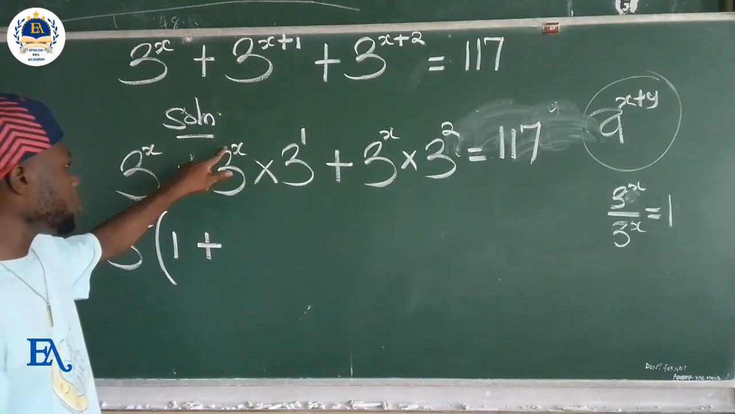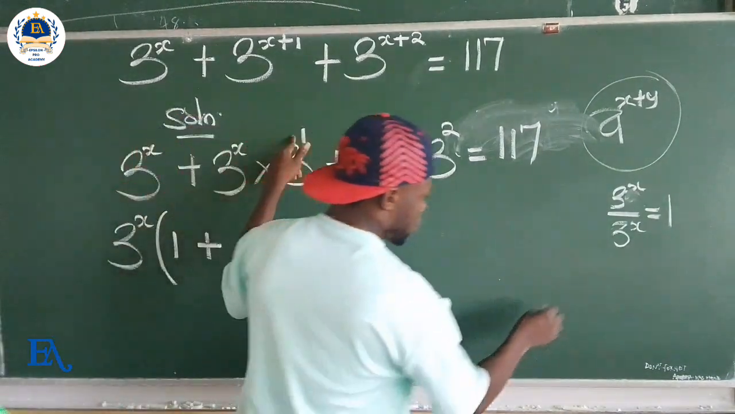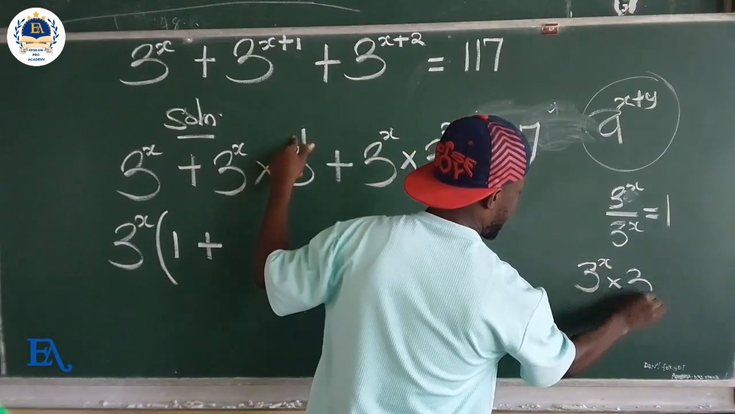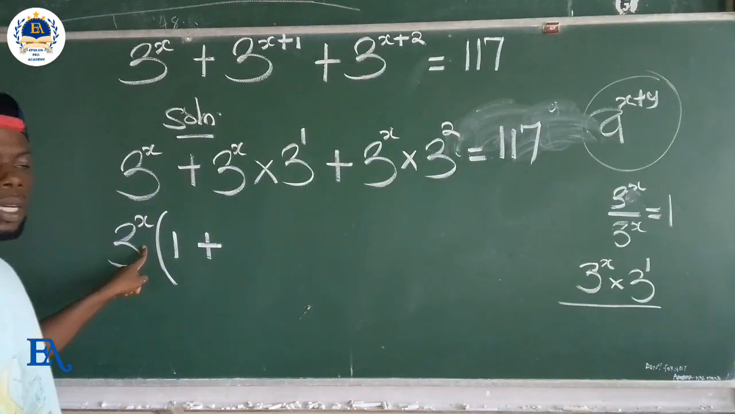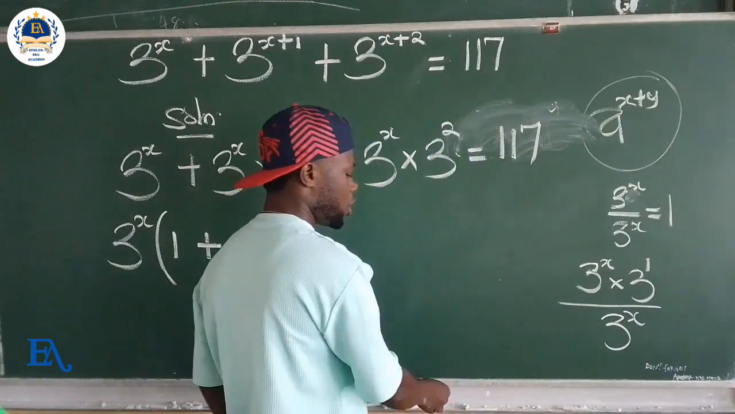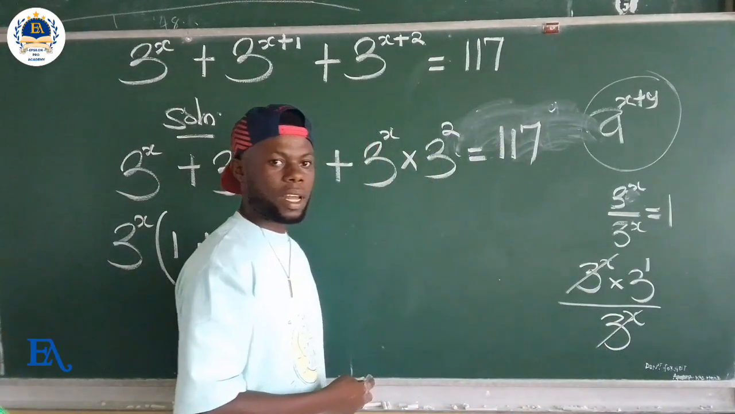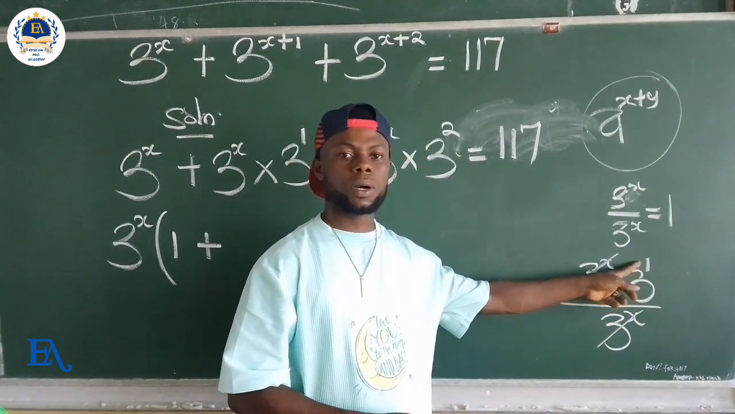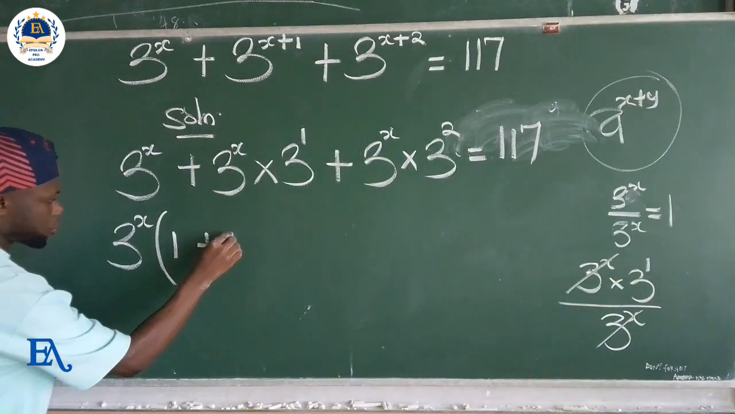we have 3 raised power of x times 3 raised power of 1, then divided by the common factor, 3 raised power of x. By doing this, this will cancel this, and we are going to be left with 3 raised power of 1. And 3 raised power of 1 is equal to 3. So let's put down 3.